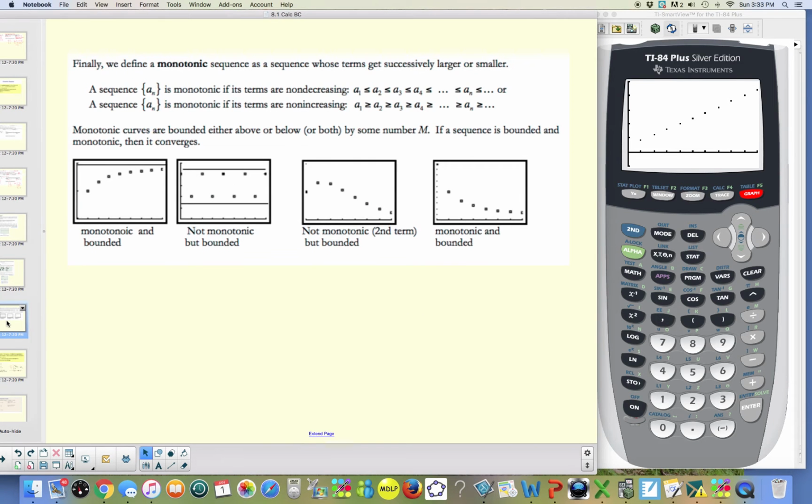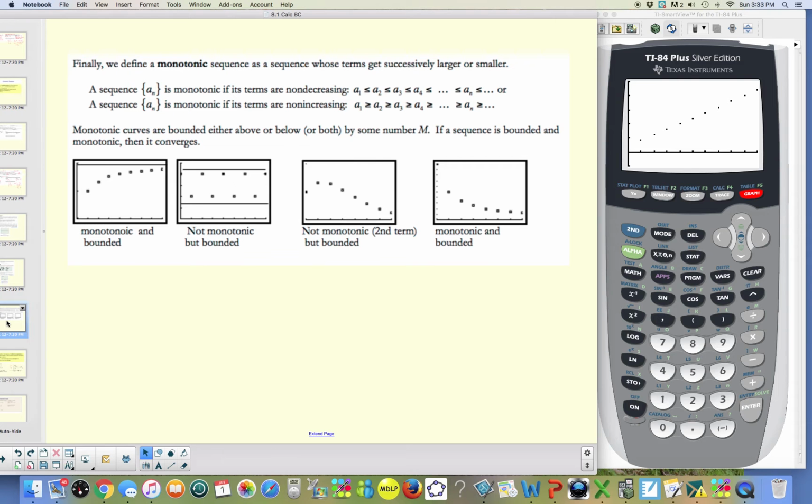Let's talk about the word monotonic. A monotonic sequence is a sequence whose terms get successively larger or smaller. Here are 4 examples. The first one is monotonic and bounded. In other words, it's getting bigger and bigger, but it won't get past a certain number.